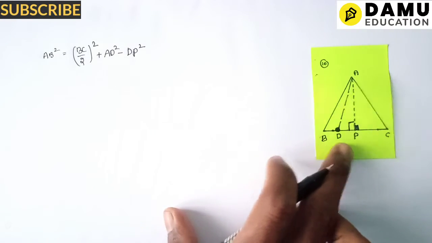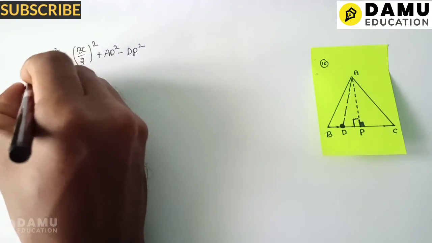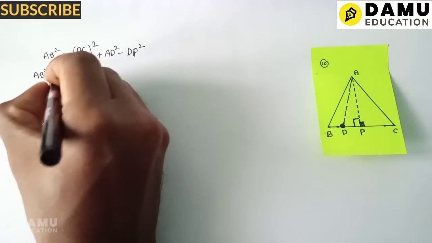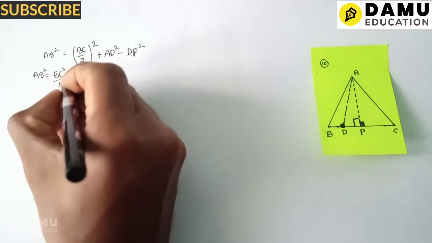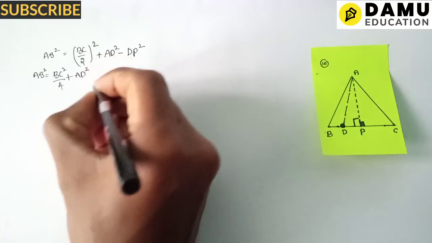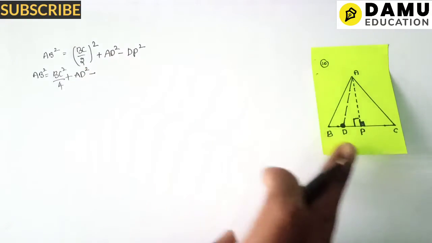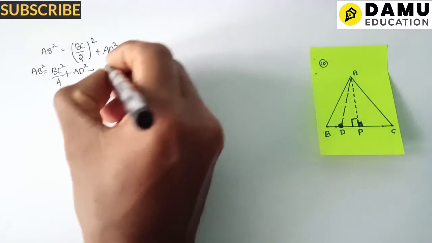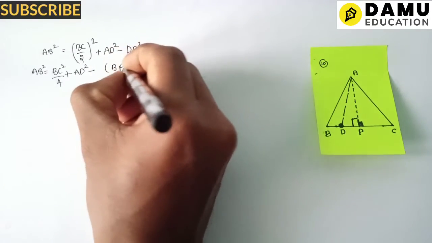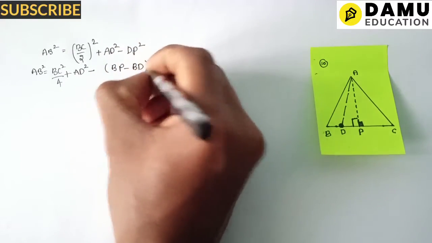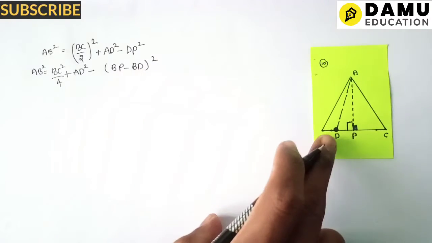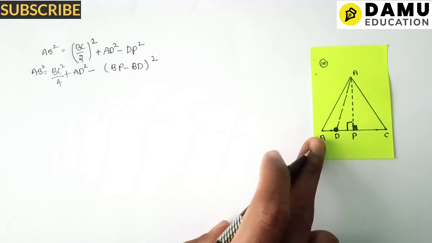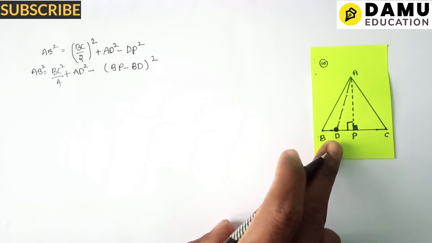So let's write AB square as it is, that is BC square by 4, plus AD square as it is, minus DP square. DP you can take as (BP minus BD) whole square. If you subtract BD from BP, then you will get DP. So this is the case.